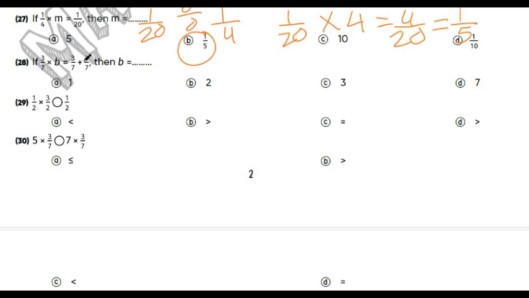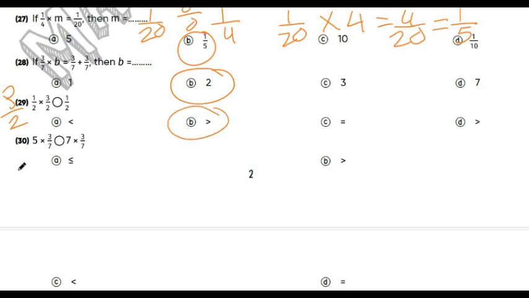3 over 7 times b equals 3 over 7 plus 3 over 7. It is repeated 2 times, so the b will be 2. Now we want to compare these two sides, but first we have to solve this first. 1 times 3 equals 3, and 2 times 2 equals 4. So we have here 3 over 2 and here 1 over 2, so it is clear that 3 over 2 is greater than a half.